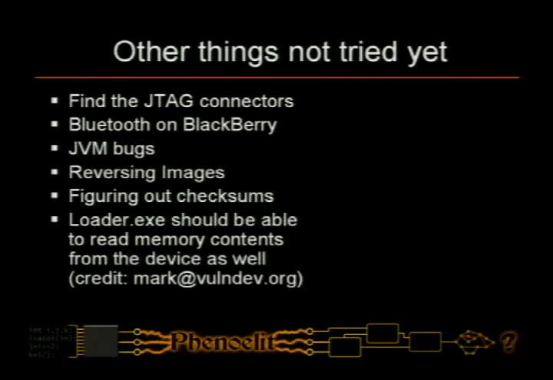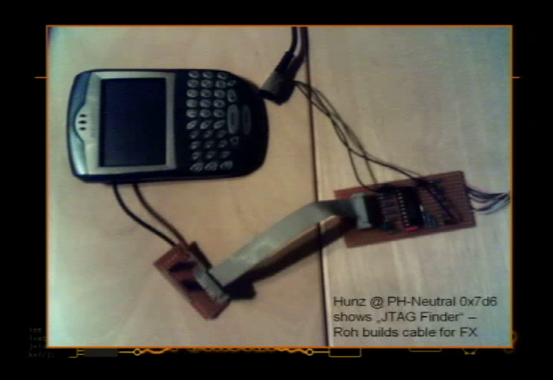Of course, finding JTAG on a BlackBerry is an interesting thing because you could circumvent the signature checking and get your own software on it. Looking for JVM bugs, looking for Bluetooth vulnerabilities, and accessing memory on the device via the loader. The JTAG, this is actually work in progress. This picture was taken before we flew over.